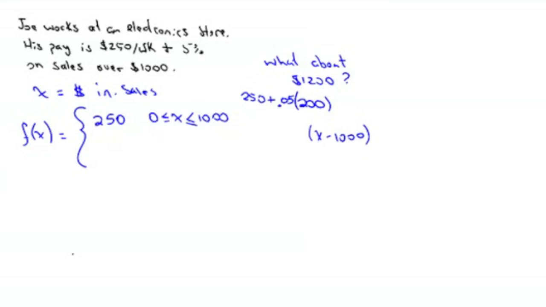x minus 1,000. What do I do with x minus 1,000? You take 5% of it, and then add it to 250. We'll simplify that ugly expression. It's not very pretty. So let's see. This is 250 plus 0.05x minus 5% of 1,000.